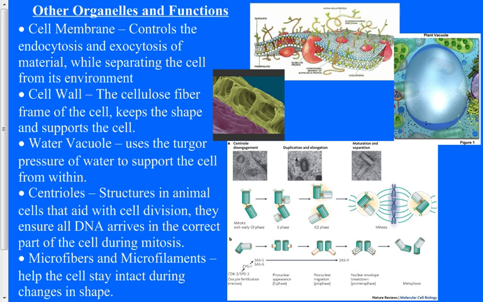Okay, other organelles and their functions. Other things that are just kind of quick. The cell membrane controls these two processes, endocytosis and exocytosis. Cytosis means movement in and out of the cell. Endo means into the cell. Exo means out of the cell, all right? So it controls that. Your cell membrane is like a border guard. It inspects everything before it comes into the country. Well, your cell membrane inspects anything before it comes into the cell, and it can determine whether it's going to reject the entry of anything or allow the entry of anything, okay?